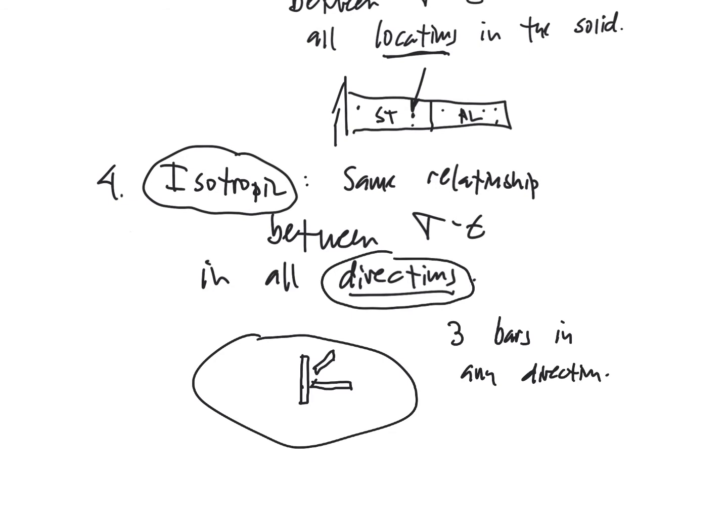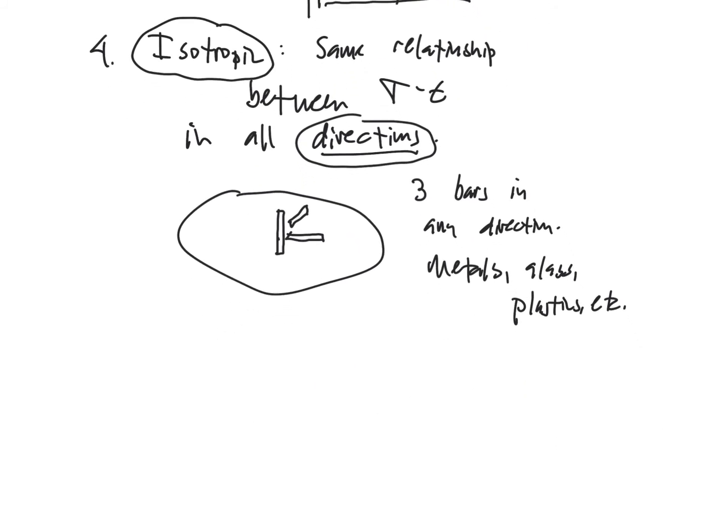So metals, plastics, glass, etc. All of those have isotropic behavior. Material like wood, fiber reinforced composites, reinforced concrete, those would be anisotropic. We're not going to consider those except in very special circumstances. So isotropic is linked with direction.